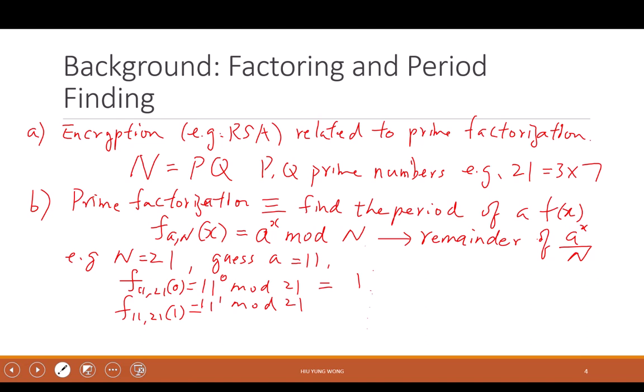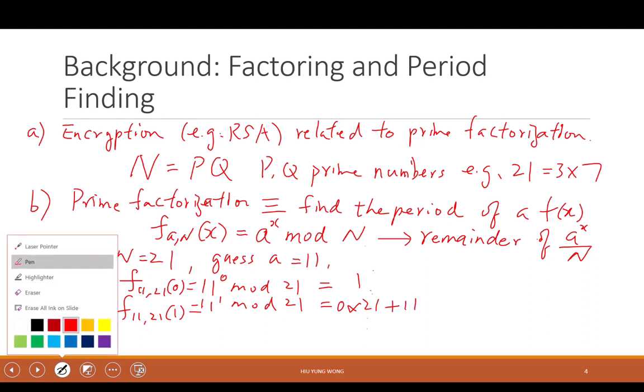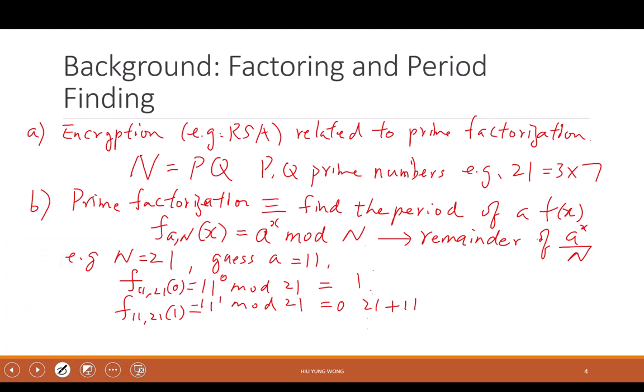Any questions? Is that clear? Okay, this is a function we constructed, right? Then how about f of 1? What is f of 1? f of 1 is a to the power x modulus 21, which is 11 to the power 1. What is that? Someone says 11, right? 11 divided by 21 equals 0 times 21 plus 11, right? Yeah, so the remainder is 11 because modulus means find the remainder.